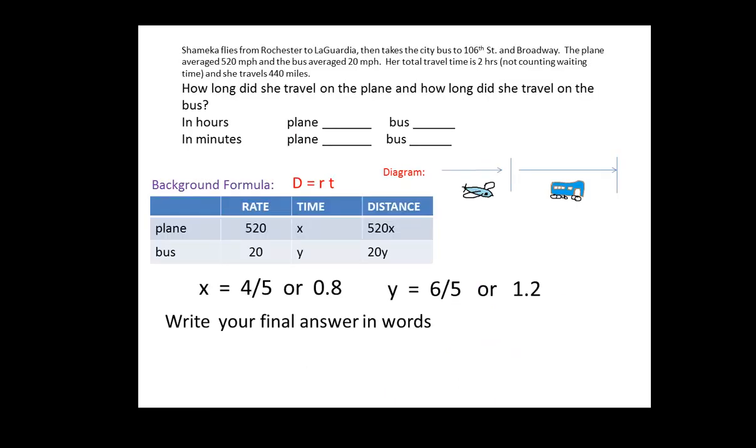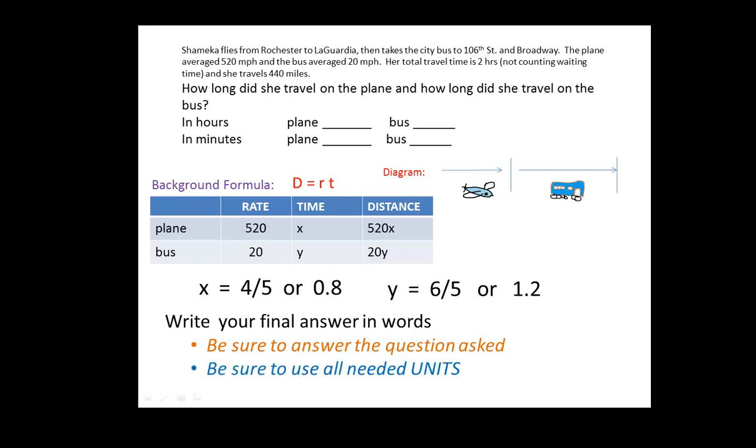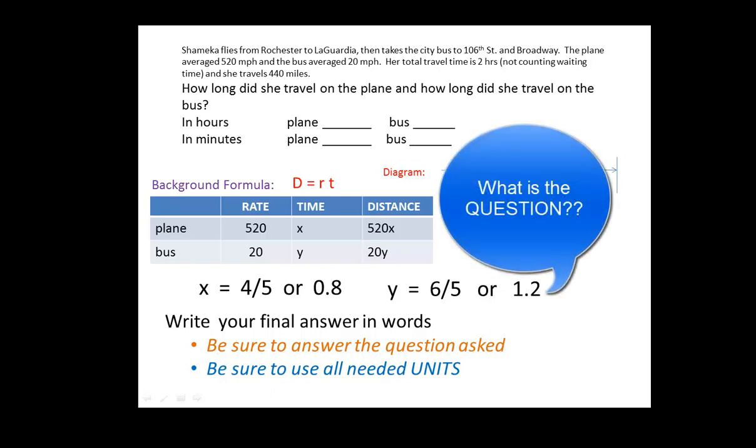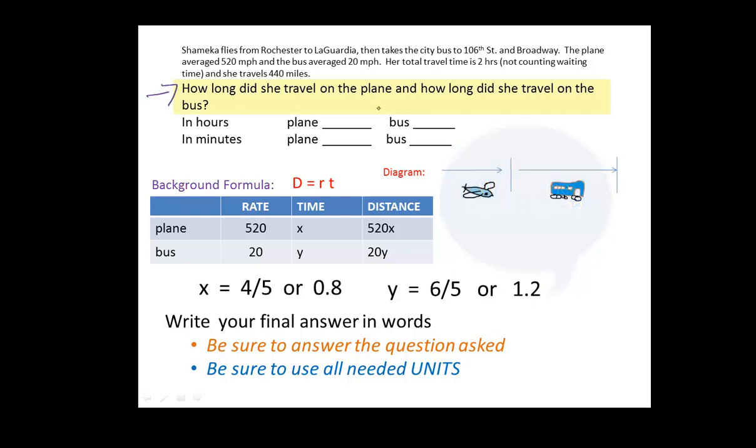We still need to write our answer, and we need to be sure to answer the question asked. Also, we make sure we use the correct units. Now, what is the question asked here? Well, here it is. How long did you travel on the plane? How long did you travel on the bus? And we need to answer in hours, and we need to answer in minutes. As we mentioned earlier, these answers are in hours. These are hours. So we have part of our answer.